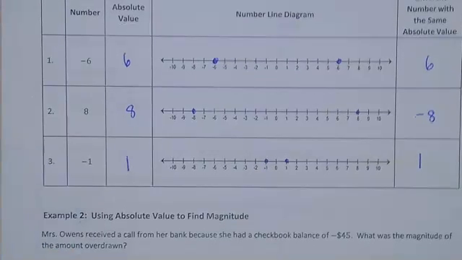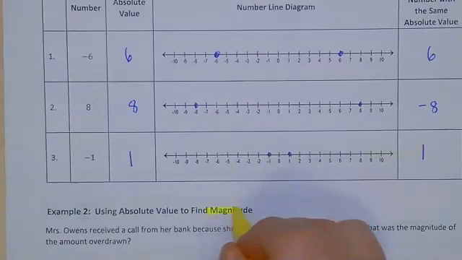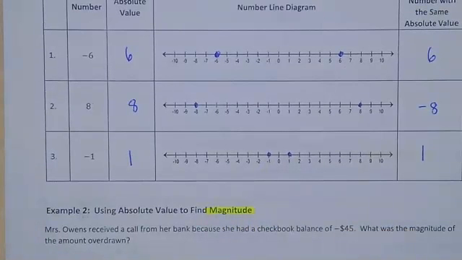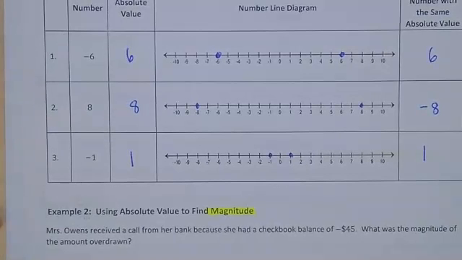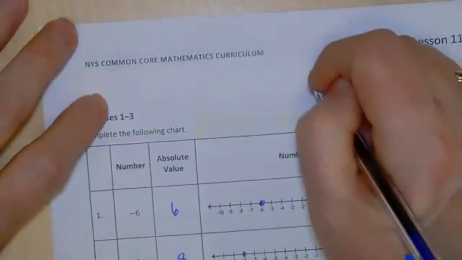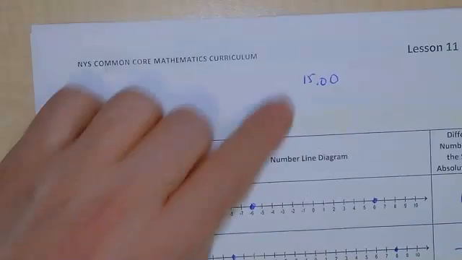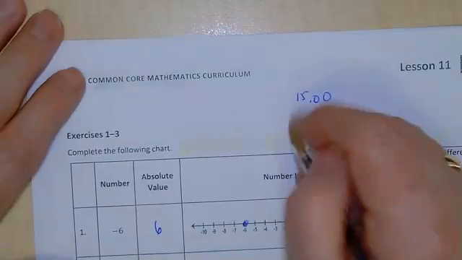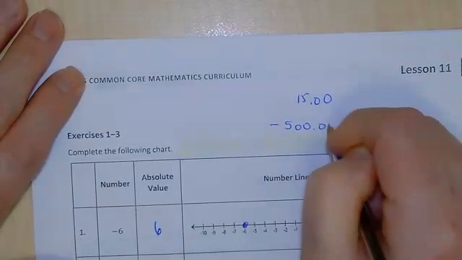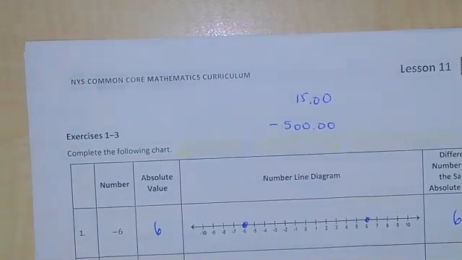Okay, now we're going to talk about magnitude. So let me give you an example. I'm going to talk about a bank account. No, I'm going to talk about a debt. Say, for example, I put $15 in my bank account. Write that up there. And then I take out $500 from my bank account. I put in 15 and then I take out 500.